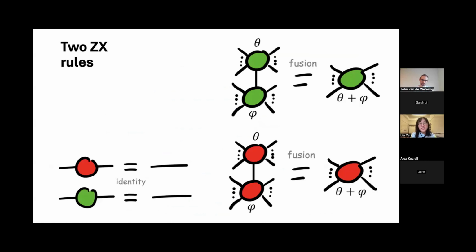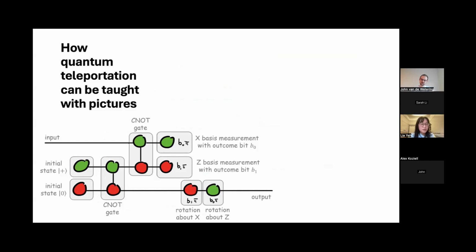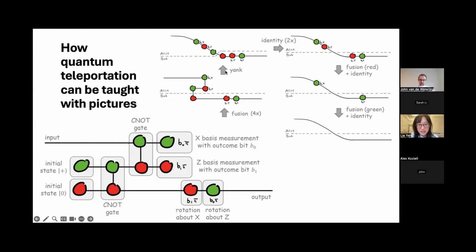with just the two ZX calculus rules on this slide, fusion and identity, it suffices to show this graphical quantum teleportation proof. This proof of correctness only involves first doing these four fusions. Of course, only the connectivity of the diagram matters, so you can change the shape of the diagram without changing any of the connections. Then you can do more fusions. And your bits measured here are B0 and B1.